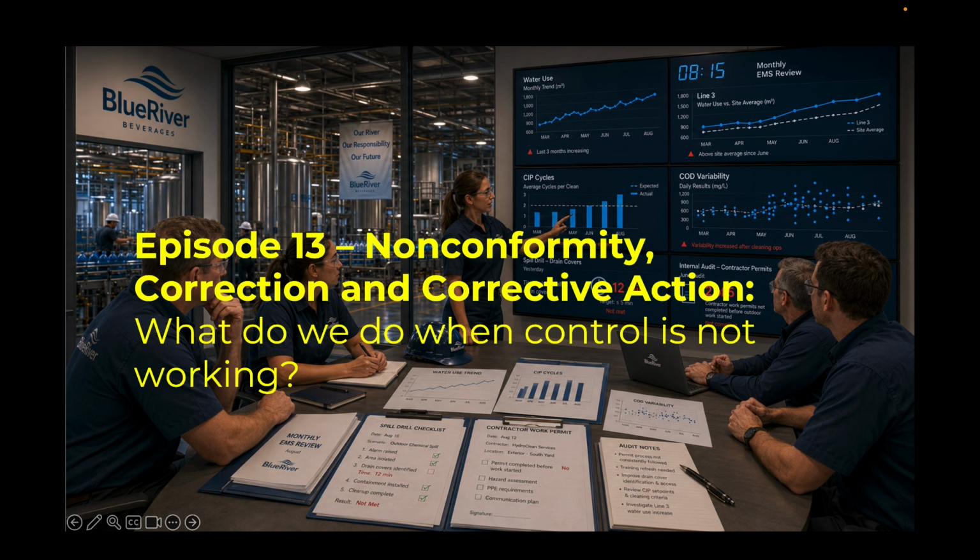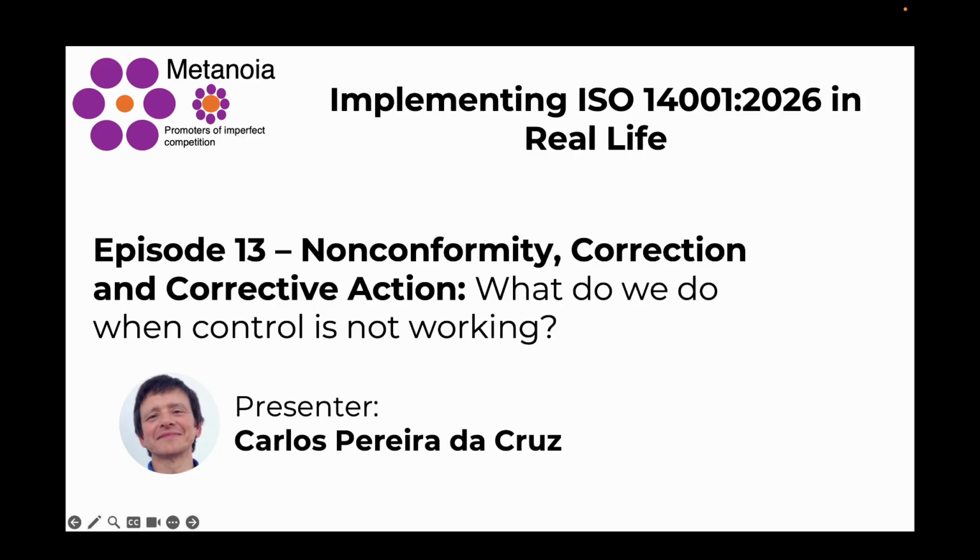Water use has increased for 3 months. Line 3 is still above the site average. Cleaning in place cycles are being repeated more often than expected. COD variability has increased after cleaning operations. A spill drill showed that drain covers were not found quickly enough. An internal audit found that contractor work permits were not always completed before outdoor work started.